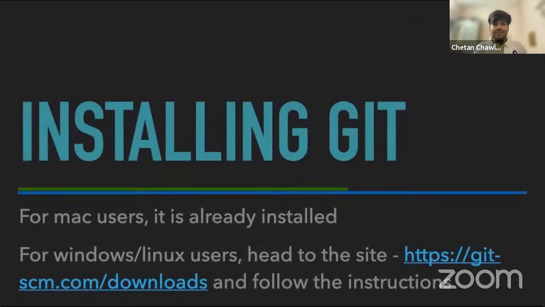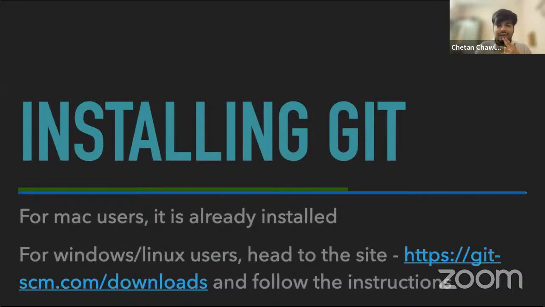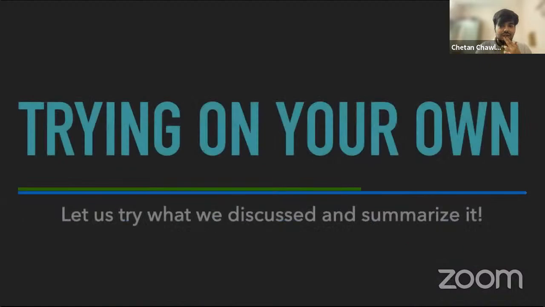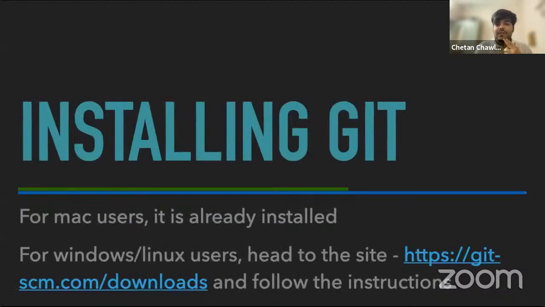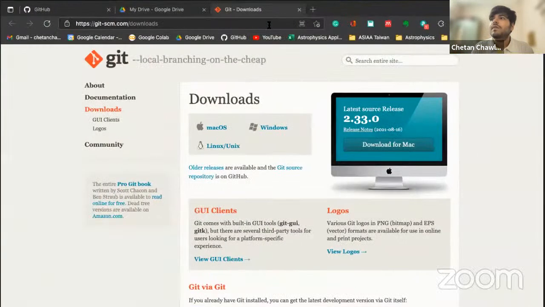So with this, we have covered everything that is to be covered in the mechanics of Git. And now you can try installing Git. So I'll just copy paste this link if I can, and then we'll try this on our own. So just a second, I'll copy paste this link. I guess I'll have to exit this. Yeah, so I have copied the link on the chat.